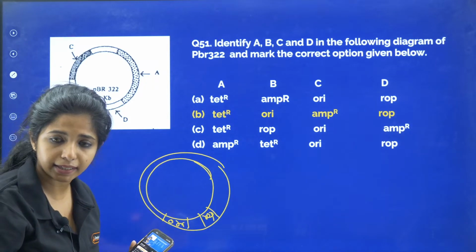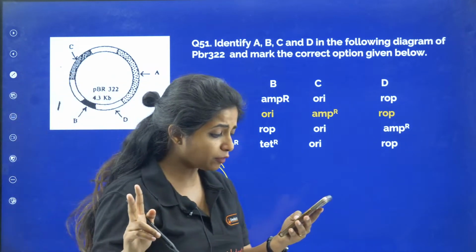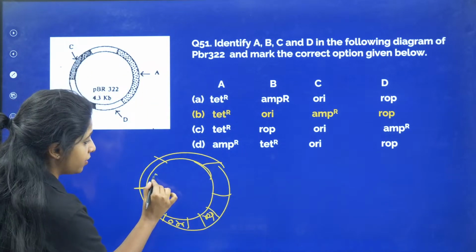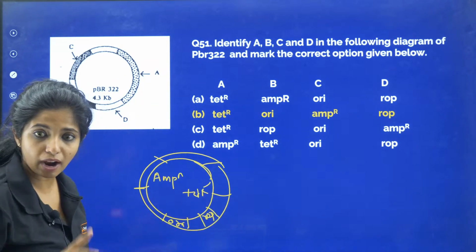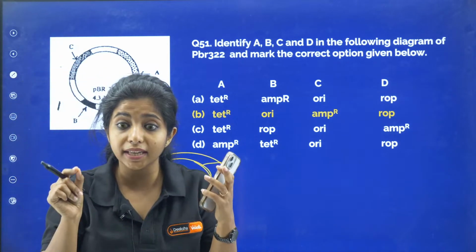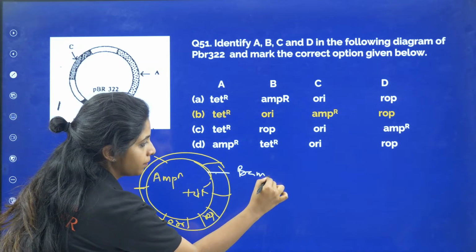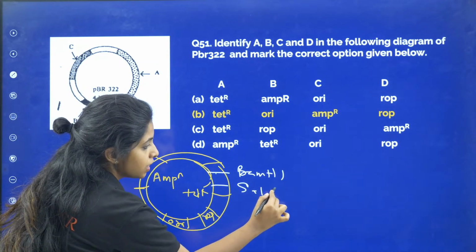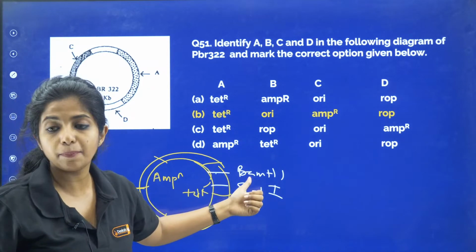That is the ROP site. Now on both the sites, my dear children, you have resistance genes. You have two types of resistance gene: one is the ampicillin resistant gene and this is the tetracycline resistant gene. Apart from that, you would be having restriction sites for certain enzymes. Two here, two here. So here you have BamH1, here you have SalI. Suppose I am going to cut with the help of BamH1.